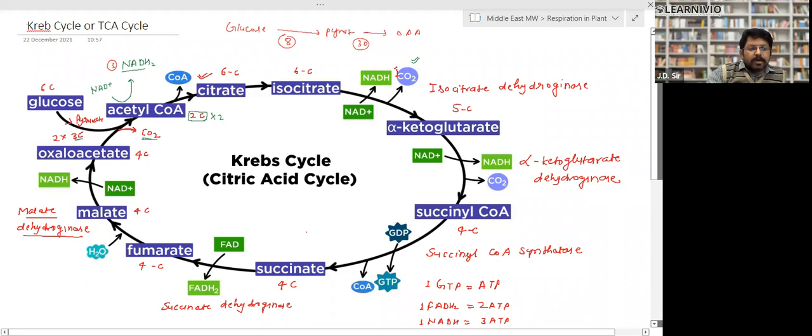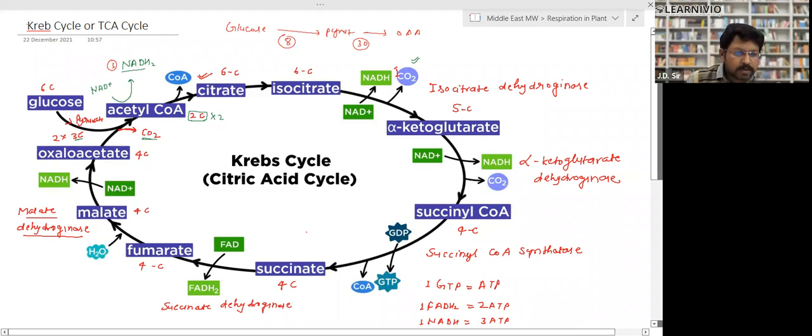The pyruvate cannot enter into Krebs cycle directly. So what happened? Formation of NAD to NADH2 takes place, means production of energy takes place. So I have already told you that 1 NADH2 is equal to 3 ATP. So from 2 pyruvate molecules, formation of 2 acetyl coenzyme A takes place. But at the same time, what happened? Carbon dioxide is removed. So acetyl coenzyme A is a 2-carbon compound, right? So 1 carbon dioxide is removed and formation of NADH2 takes place.